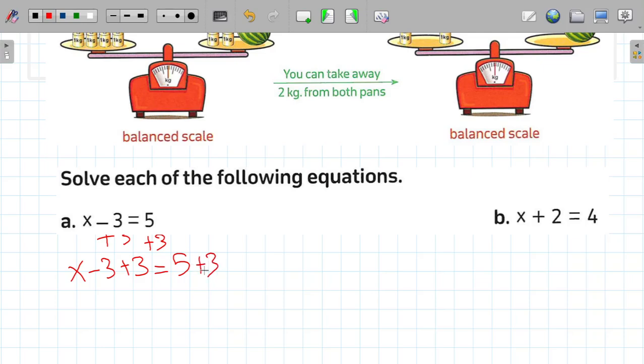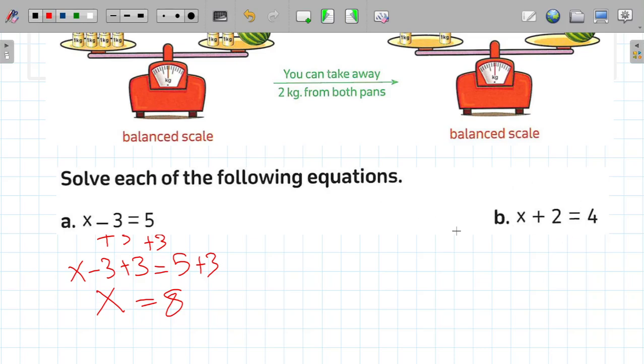And we learned from rational numbers that the sum of a number and its additive inverse always equals 0. So I can say negative 3 plus 3 equals 0. Okay, so I can say x plus 0 equals x. And here I have 5 plus 3 equals 8, so the value of x equals 8. So 8 is a solution for the equation x minus 3 equals 5.